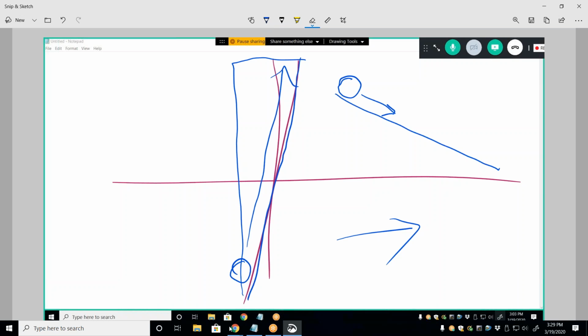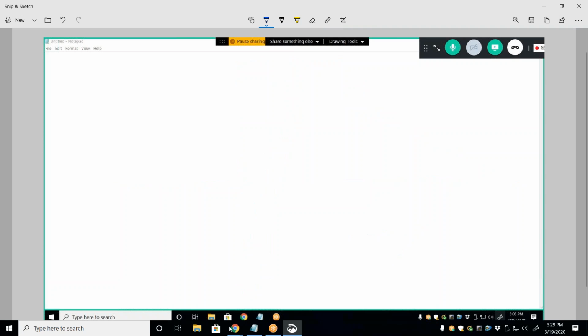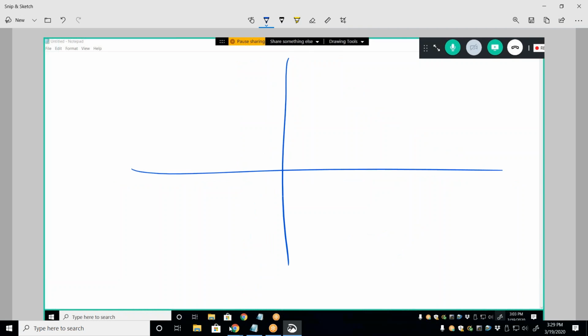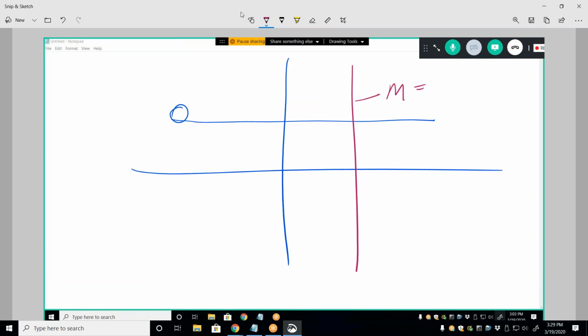Okay? I'm not quite done with that. About that slope, horizontal line. It's undefined. No, it's actually 0. The one that is undefined is a vertical line. That's undefined. But a horizontal line has a slope of 0. And let's talk about why.